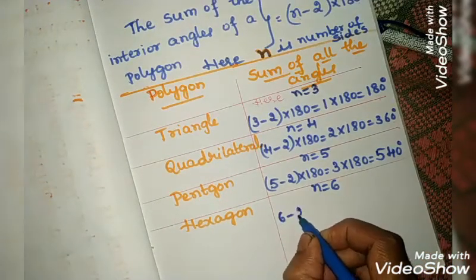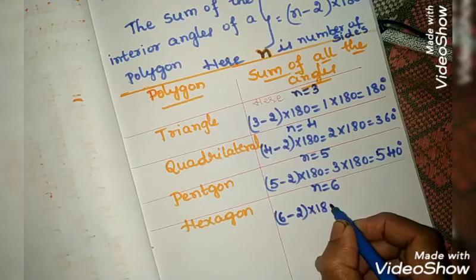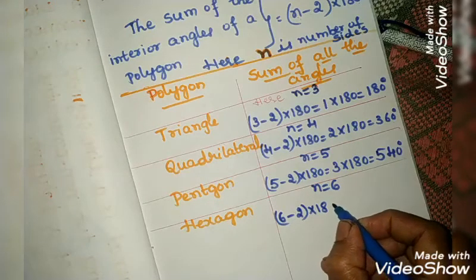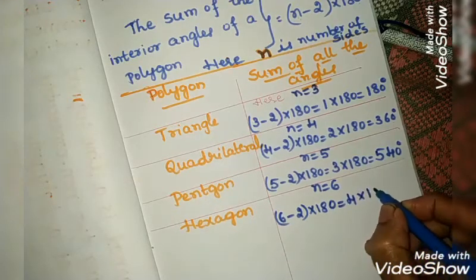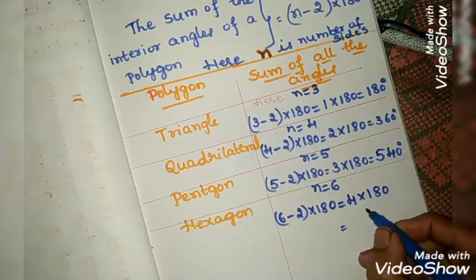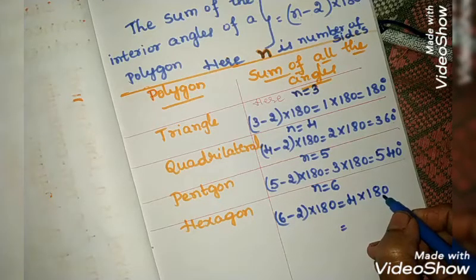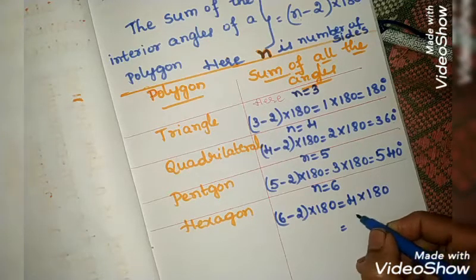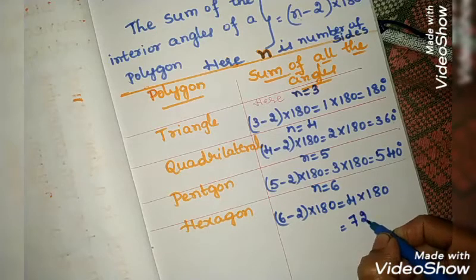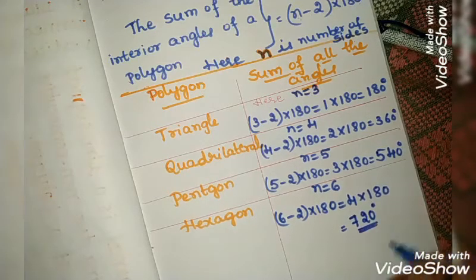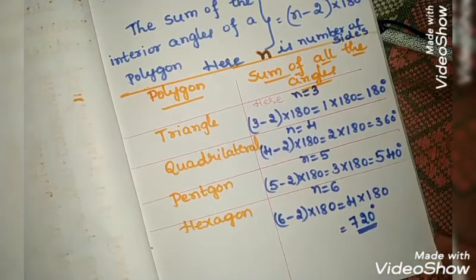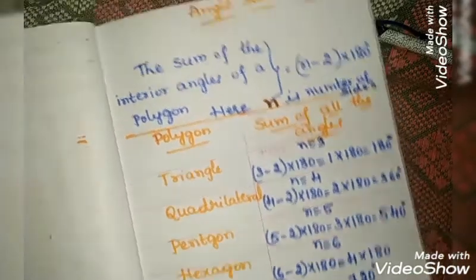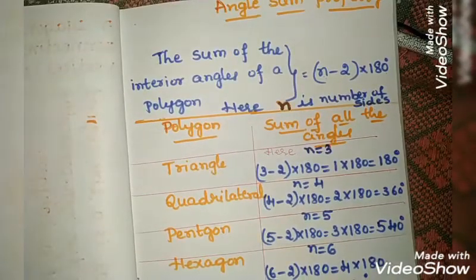So 6 minus 2 into 180. 6 minus 2 is how much? 4. 4 into 180, how much? 18 fours are how much, children? 72. So 180 fours becomes 720. So it is 720 degree. So this is an important formula which we can use to find out the angle sum property of any polygon.